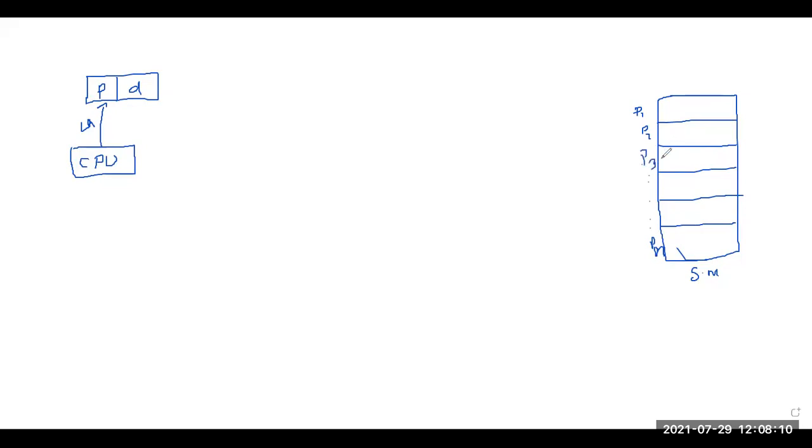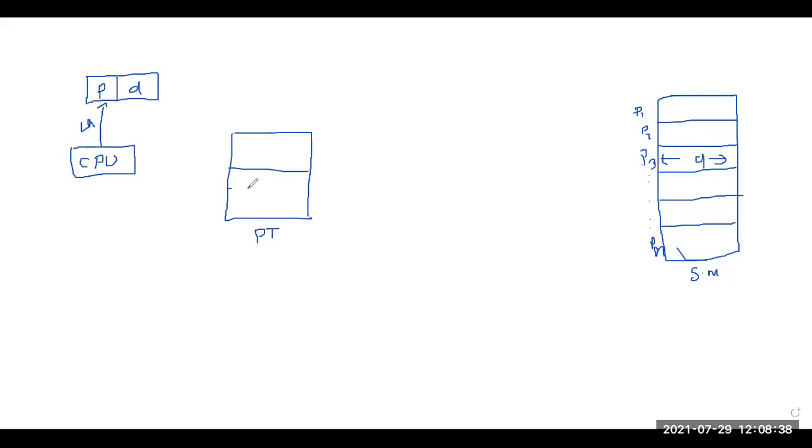Now this is your D. What is my D? You can say the offset address, or the page size, or the frame size. All are the same because we know that page size and frame size are the same. Now this page should be converted to the frame number. For that we use an intermediate data structure called the page table. So we are taking the help of the page table.